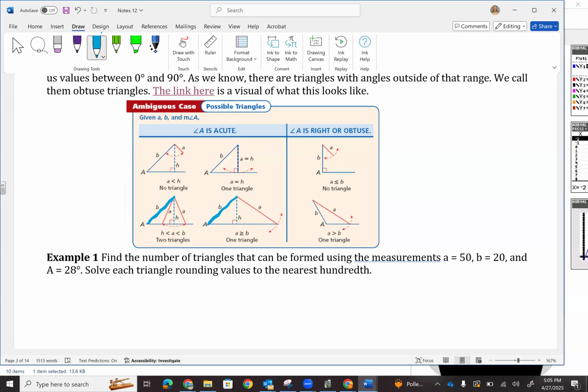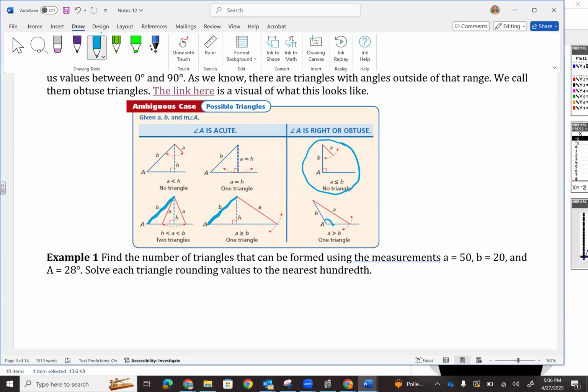If the angle that they gave you is obtuse, there's just one triangle you could make, if it forms a triangle at all. And then if A is a right angle and if A is less than B, then you have no triangle. Basically, if you get an error, you're going to say there's no triangle formed. Okay, so that's kind of the story.